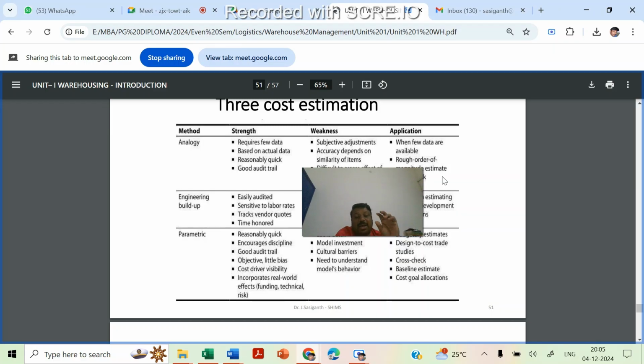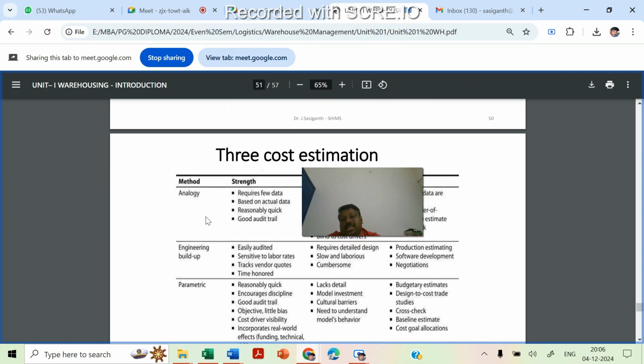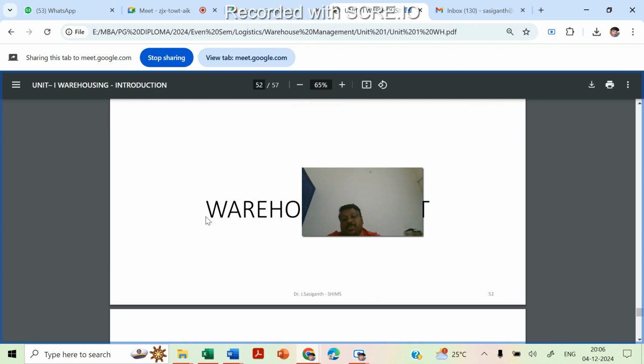Then in parametric, you have your budget estimates, cost rate studies, cross check. You need to cross check always. Then baseline estimates. These are all the applications that you can make. But where you are weak is the lack of detail, model investments, cultural barriers, and the need to understand model behavior. Strengths: reasonably quick, encourages discipline, good audit trail, objective, little bias, cost driver visibility, incorporates real world effects. So these are the three cost estimation methods: analogy, engineering build-up, and parametric.